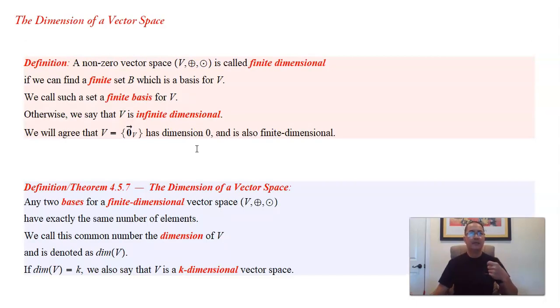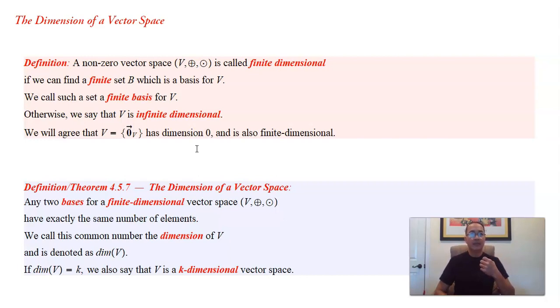All right, so our final concept is the concept of a dimension, the dimension of a vector space. That problem that I talked about, that we don't have a breaking mechanism, now gives us vector spaces which we say are not finite dimensional. So let's look at this. A non-zero vector space V is called finite dimensional if we can find a finite set B which acts as a basis for V. We call such a set a finite basis for V. Otherwise, we will say that V is infinite dimensional.